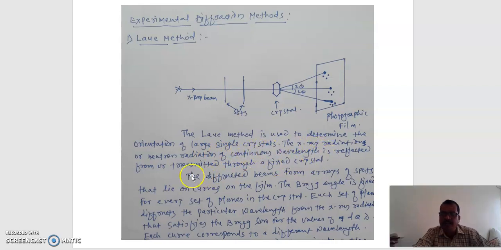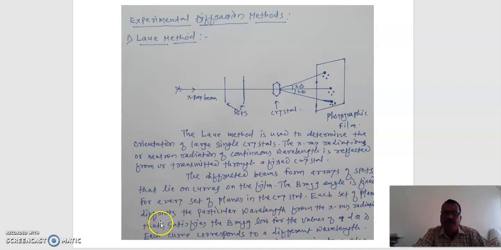The X-ray radiation or neutron radiation of continuous wavelength is reflected from or transmitted through a fixed crystal. The diffracted beams form arrays of spots that lie on curves on the film. The Bragg's angle is fixed for every set of planes in the crystal.